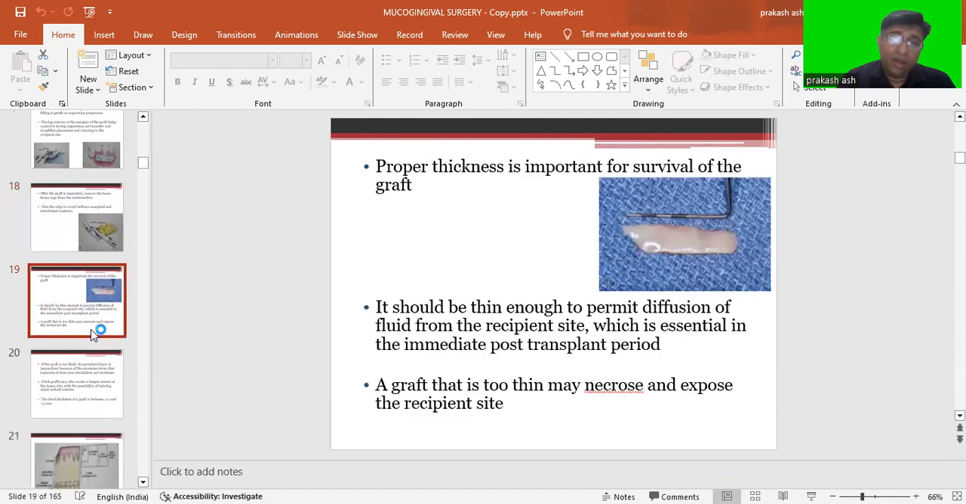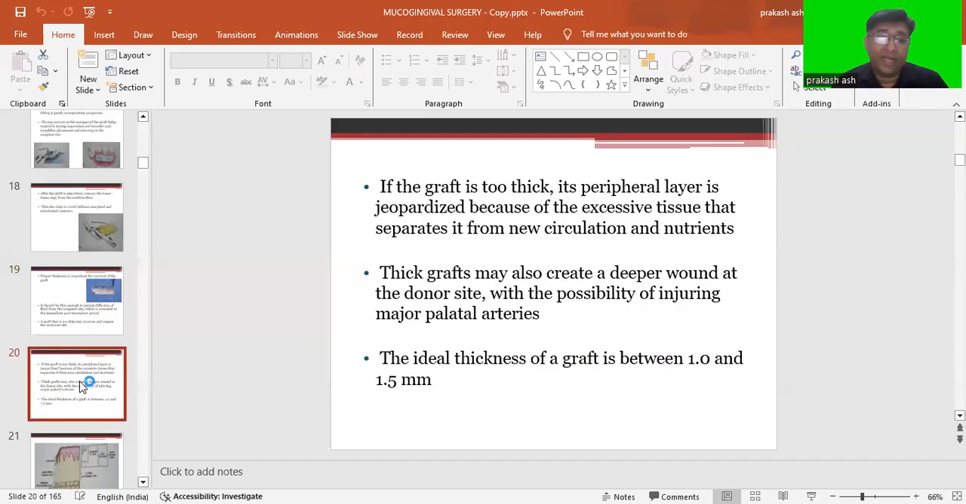Once that is done, proper thickness is important for survival of the graft. It should be thin enough to permit diffusion of the fluid from the recipient side, which is essential in the immediate post-transplant period. A graft that is too thin may necrose and expose the recipient site. You have to be very careful while doing that.